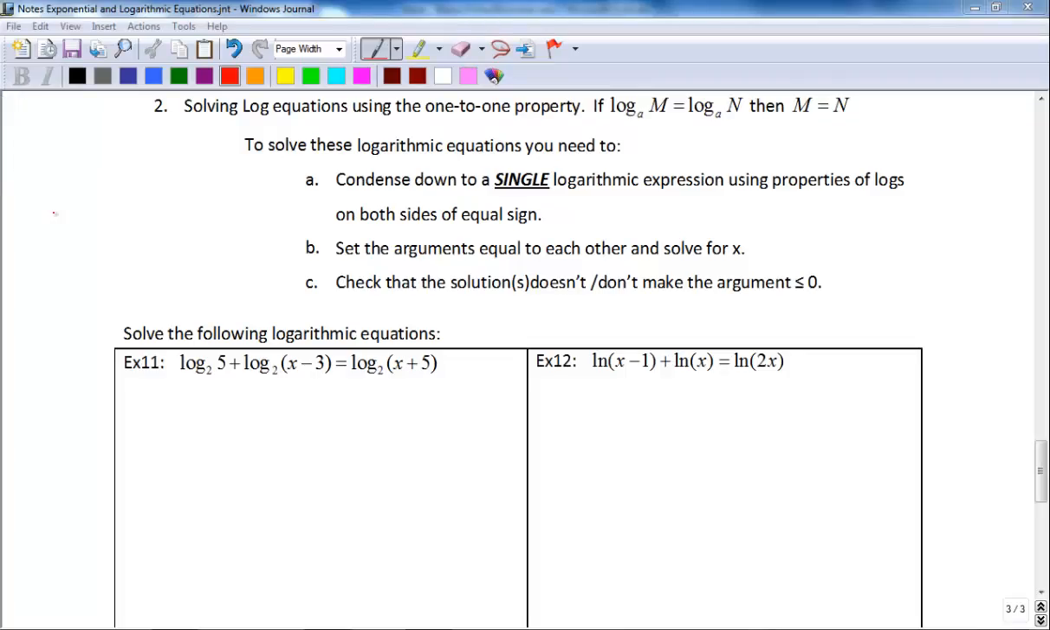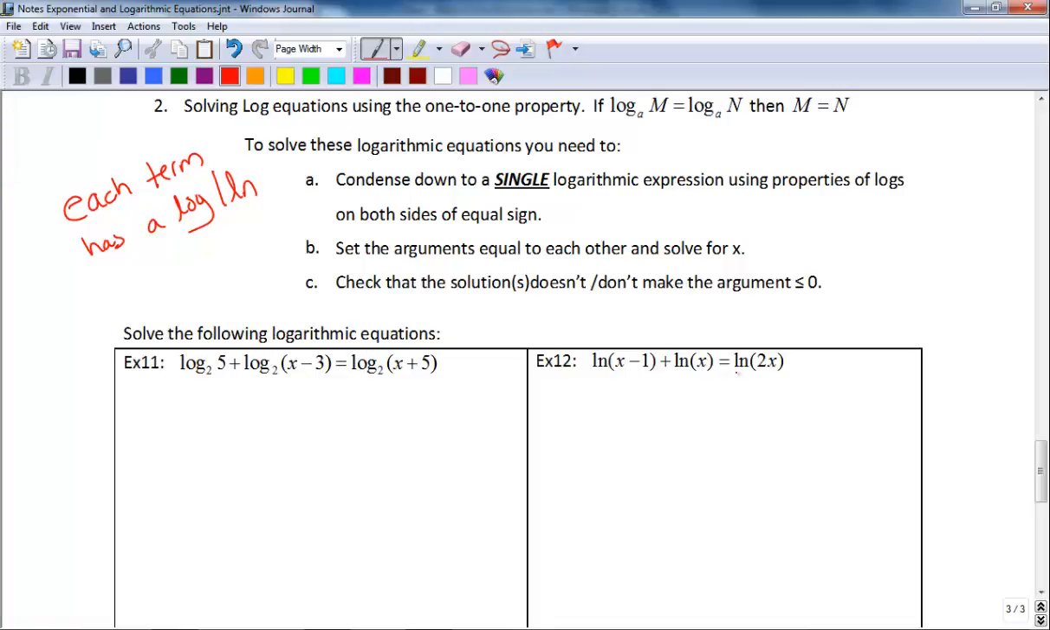So now we're going to look at the last way that we're going to have to solve log equations. Now, you know that you're this type if each term has a log or a natural log in it. So if you look at number 11, each term has a log. Number 12, each term has a natural log. So you know you're going to use this method if everything has the word log or natural log.